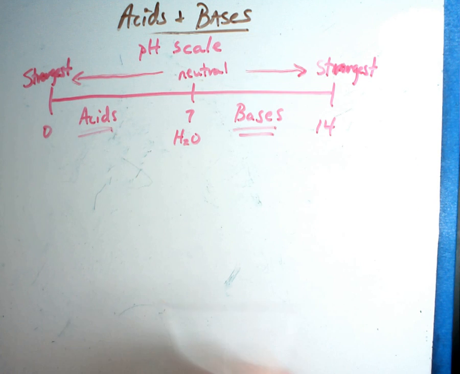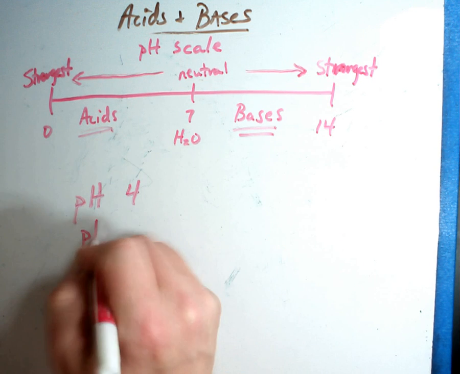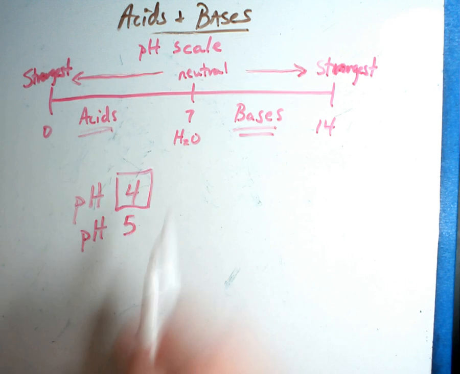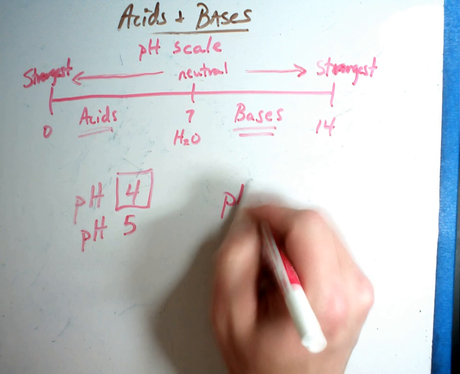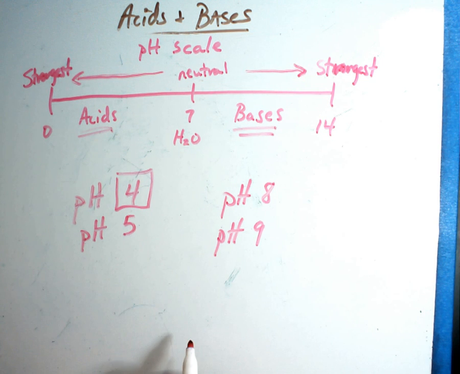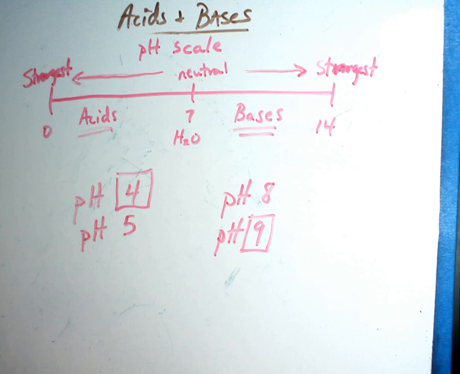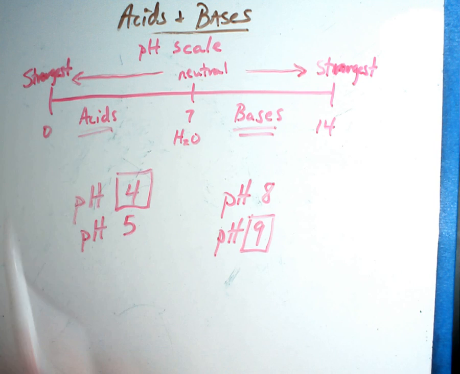So let me ask you a silly question. If you had a pH of 4 and a pH of 5, which one's stronger? Well, the answer is 4. Why? Because it's further away from 7. It's closer to 0 than 5 is. What if you had a pH of 8 and a pH of 9? Which one's stronger? The answer here is a pH of 9. So you got to sort of get that straight in your mind. Further away from 7, closer to 14 and 0, the stronger they are.